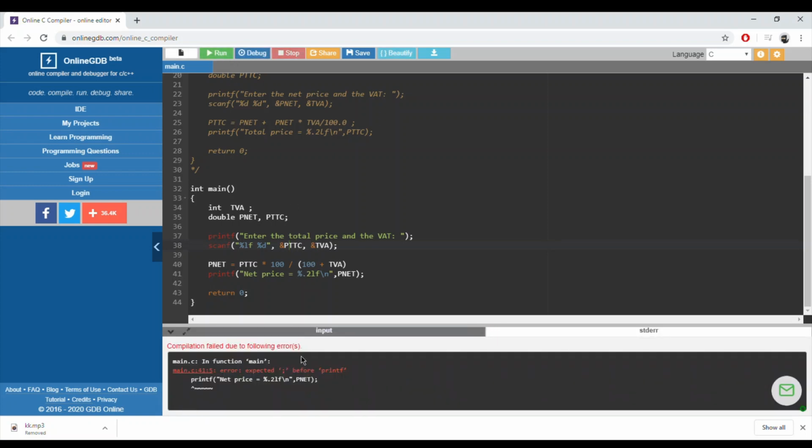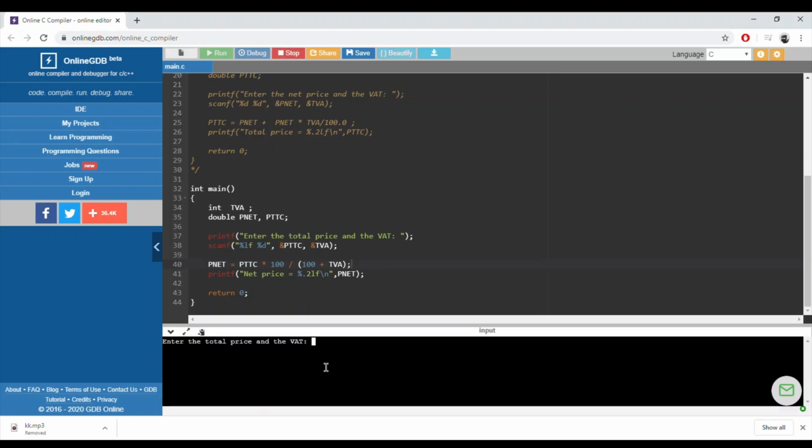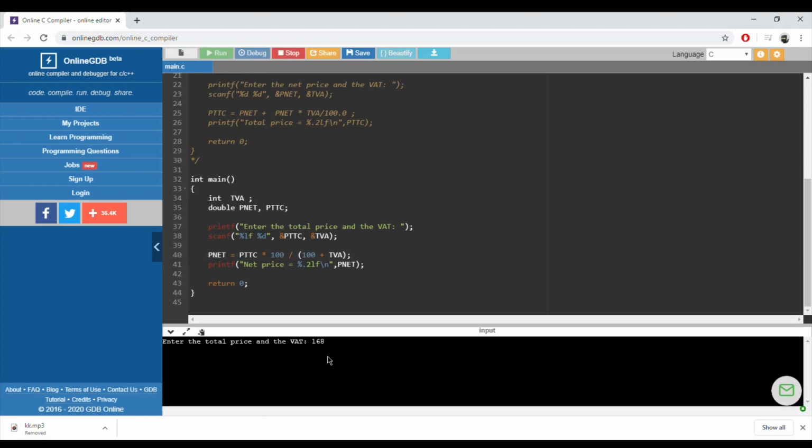So let's run it. We have a problem here. We missed the semicolon. So let's run again. Let's enter the old value. And yes, we end up with the original value.